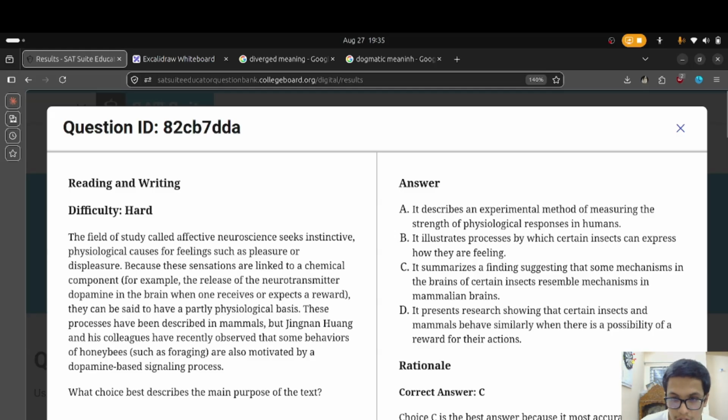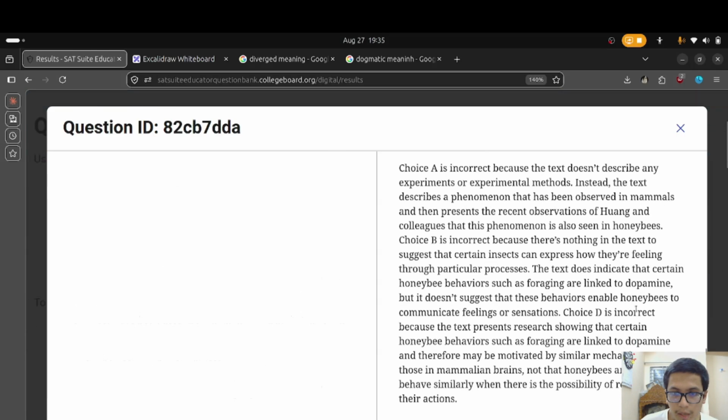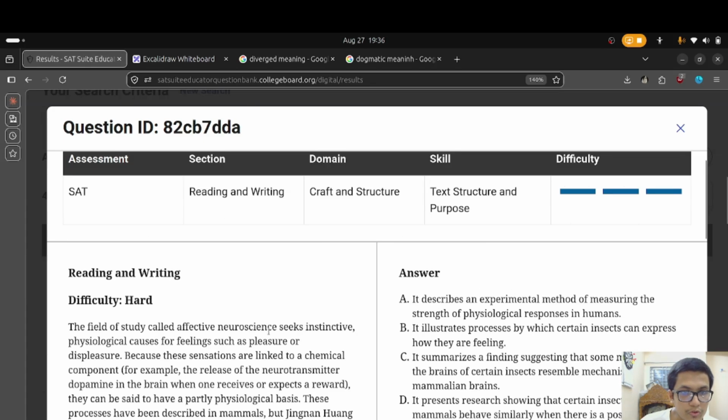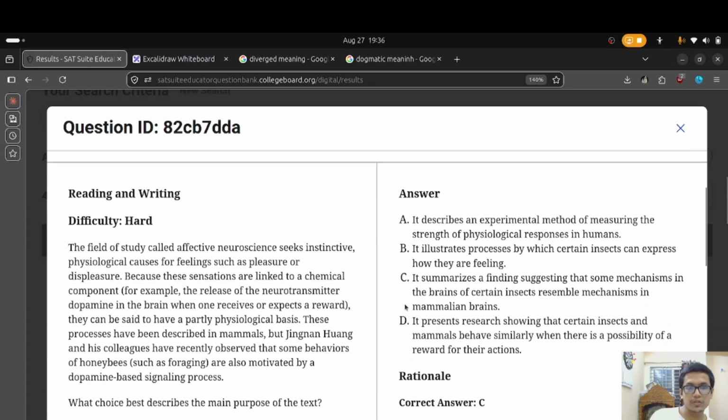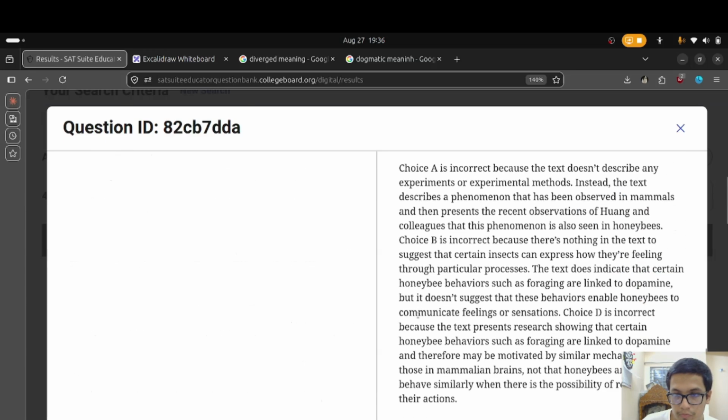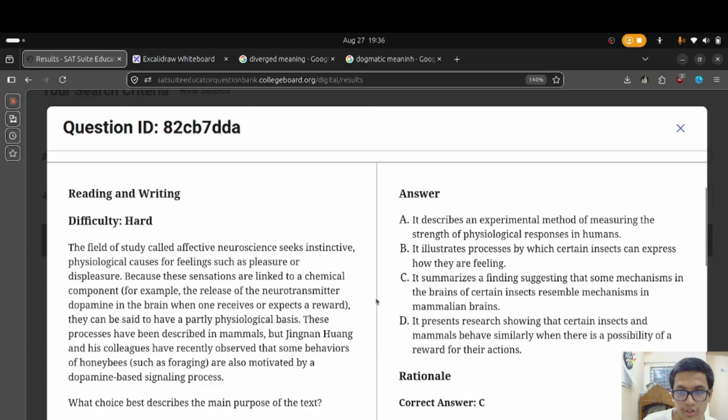Oh, this was a close option because both of them mean almost the same thing. And let's see why it wouldn't be option D. Because the text presents research showing that certain honeybees and mammals behave similarly when there's a possibility of reward for their actions. Oh, it's not research or something. It doesn't present research. Option C fits better, because the text shows certain honeybee behaviors such as foraging are linked to dopamine, therefore are motivated by mechanisms similar to those in the mammal brain. Not that they behave similarly when they have a possibility of reward for their actions.